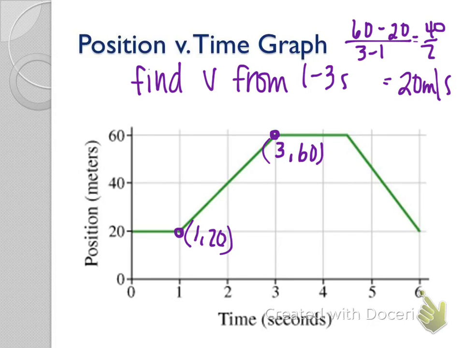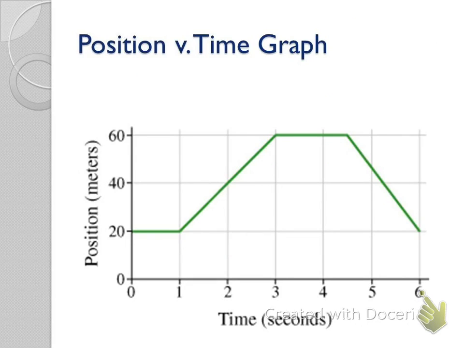Okay, let's calculate now velocity from 4.5 to 6 seconds, where we start to see this negative slope. What's the negative slope here tell us? We're moving backwards at constant speed or constant velocity. Okay, so let's call this one at 4.5.